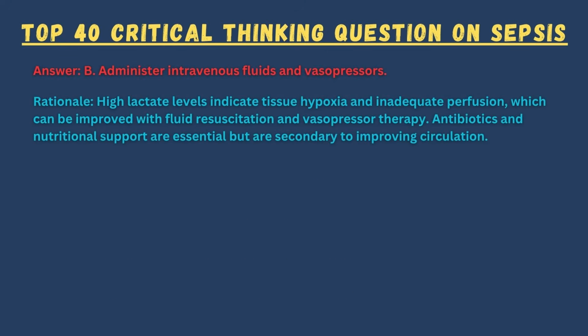Answer: B. Administer intravenous fluids and vasopressors. Rationale: high lactate levels indicate tissue hypoxia and inadequate perfusion, which can be improved with fluid resuscitation and vasopressor therapy. Antibiotics and nutritional support are essential, but are secondary to improving circulation.